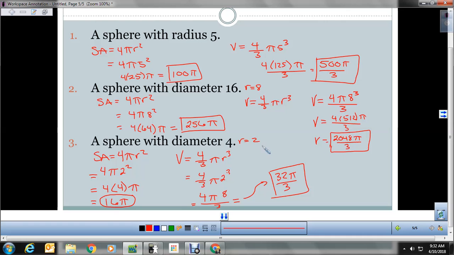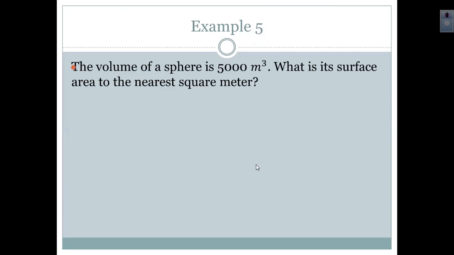All right. So this is just a quick check to see if you knew what you're doing. Now let's take a couple application problems. Now in example 5, it says the volume of a sphere is 5,000 cubic meters. What is its surface area to the nearest square meter?